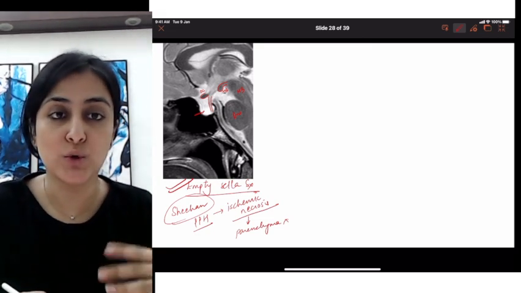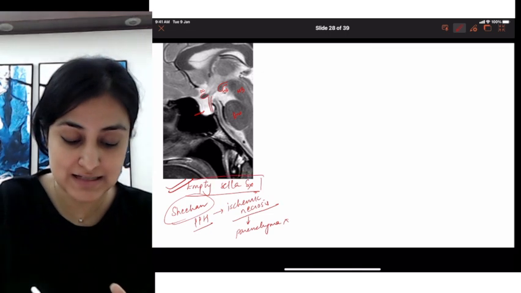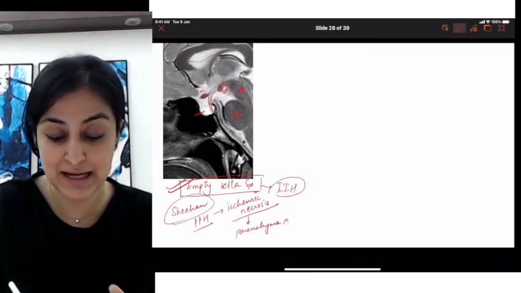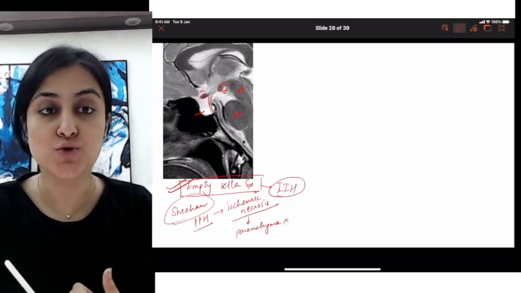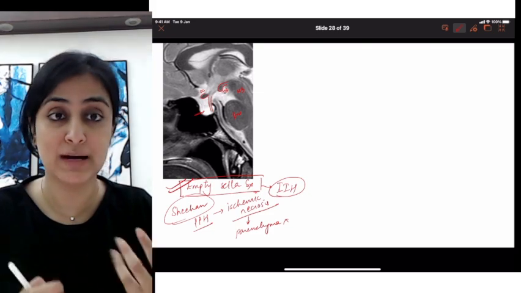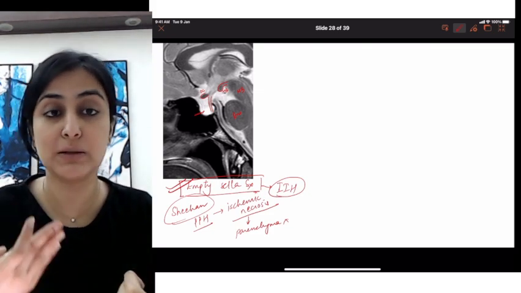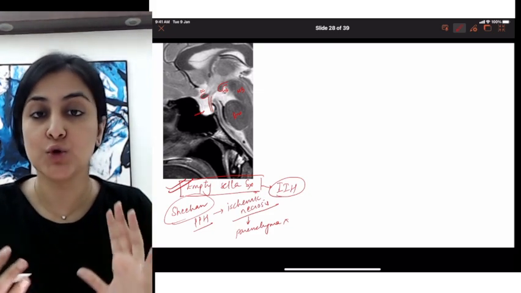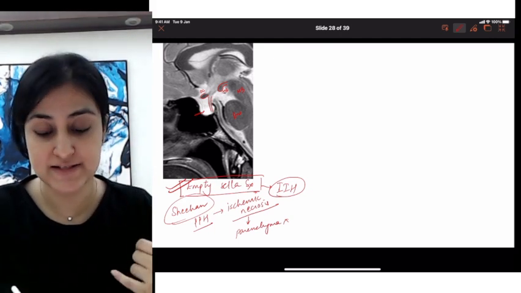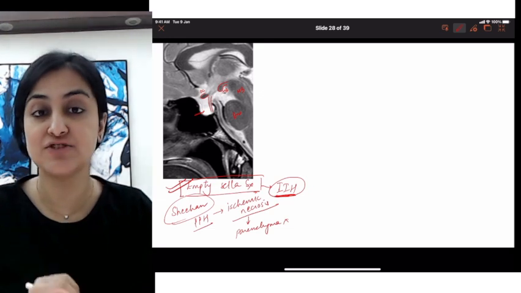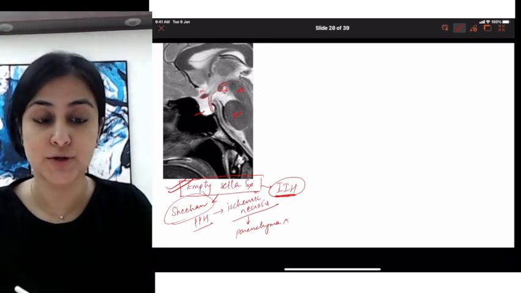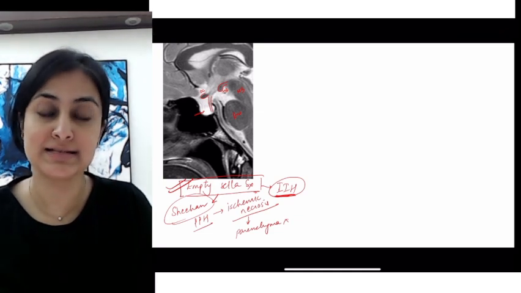Apart from that, one more context in which we can see empty sella syndrome is idiopathic intracranial hypertension, also called pseudotumor cerebri. A young female with headache would be described. You would have a history of vitamin A, vitamin D, tetracyclines, and she would have increased CSF pressure. So idiopathic intracranial hypertension can also have empty sella. Remember these two clinical scenarios and this image, which is empty sella.